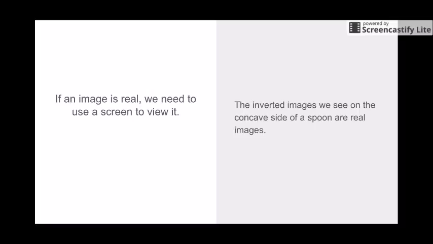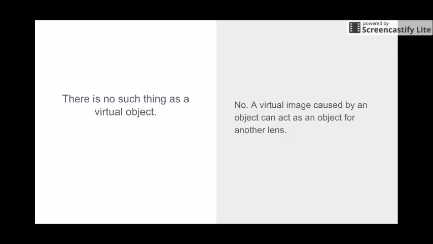Lastly, the million-dollar conclusion. There is no such thing as a virtual object. On the contrary, a virtual image caused by an object can act as a virtual object for another lens. In fact, my professor used to lament that students are taught so many characteristics about images and not enough is imparted about objects. His definition was that the meeting point of all rays before reflection or refraction is an object.